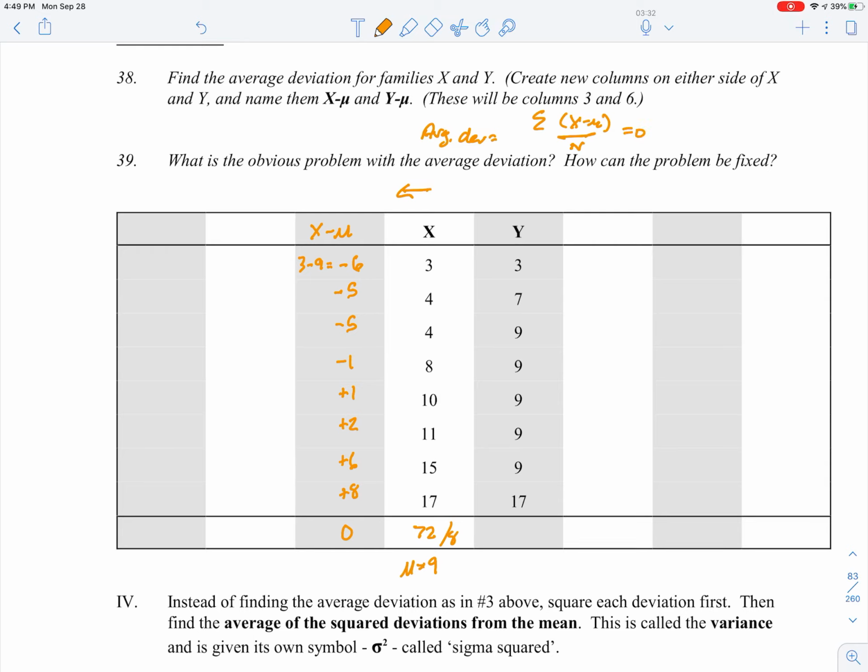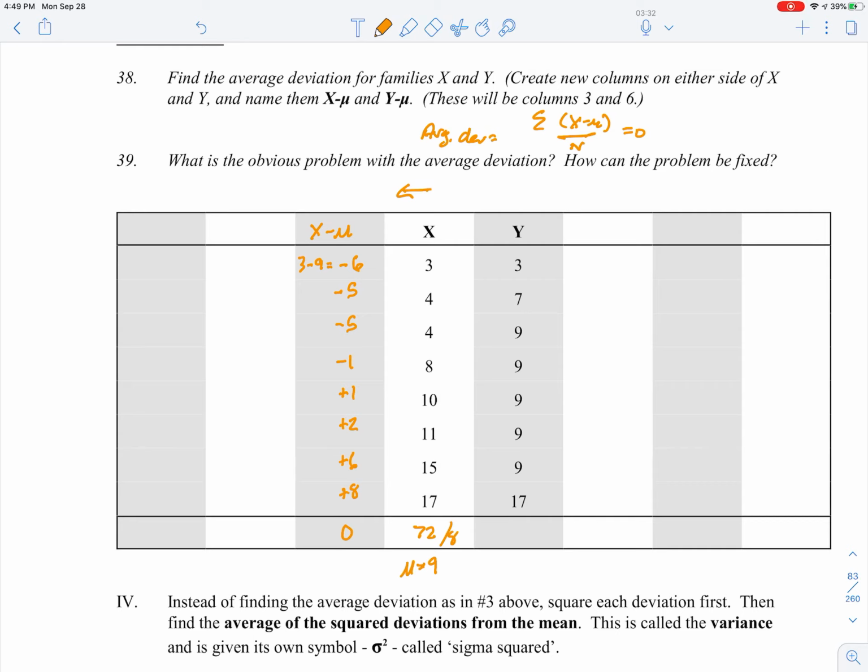Problem is that it always turns out to be 0, because, of course, the mean is the arithmetic center point. So it's a good idea, though. And so how do you get around that problem of the positives and the negatives canceling each other out? There's two possible ways of doing that. One is to just change them to absolute values. If you just ignore all of the negative signs and make them all positive, then you could calculate the average of the absolute deviations from the mean.